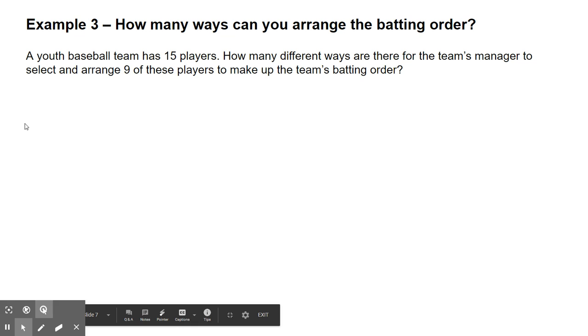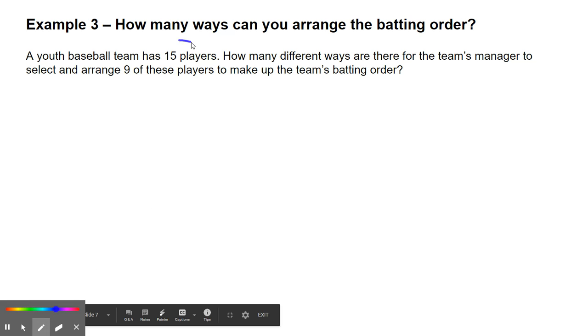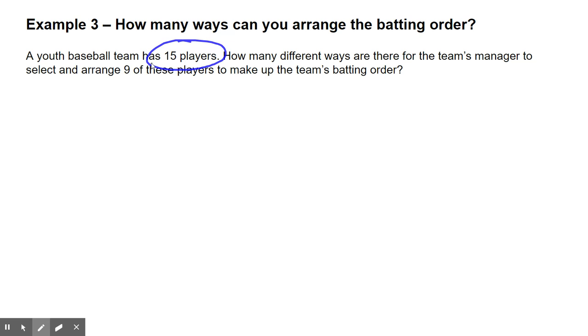All right, so example 3: how many ways can you arrange the batting order? Same kind of problem. It says a youth baseball team has 15 players. How many different ways are there for the team's manager to select and arrange 9 of these players to make up the batting order? So now you have 15 players and you're trying to choose 9 positions.